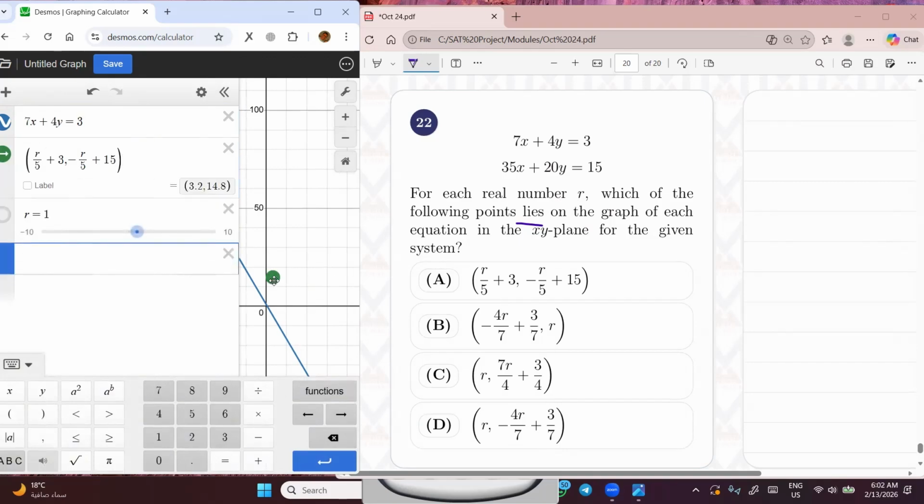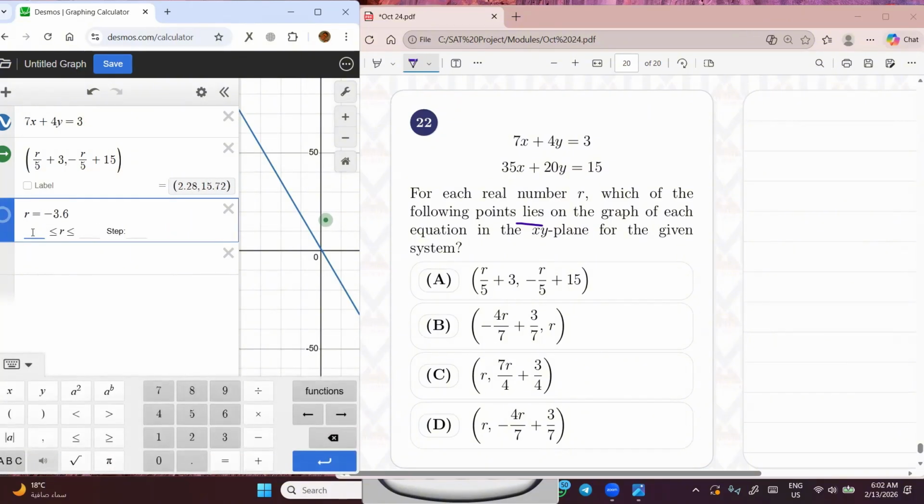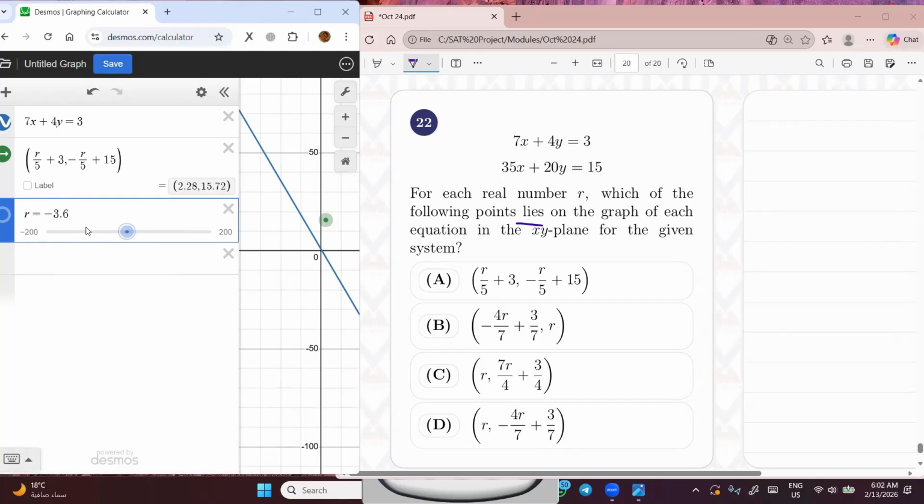The point is not on the line. Look at this point here, it's not on the line. It should be on the line. Even if you move the value of r, change the value of r, look, it's not on the line. Maybe you can increase the domain of r, like negative 200 till 200, for example. This is up to you. Enlarge the numbers of r. Look at what happens. It moves. It comes on the line, but at one specific number, and then moves away again. So this point is not always on the line. It must always be on the line.